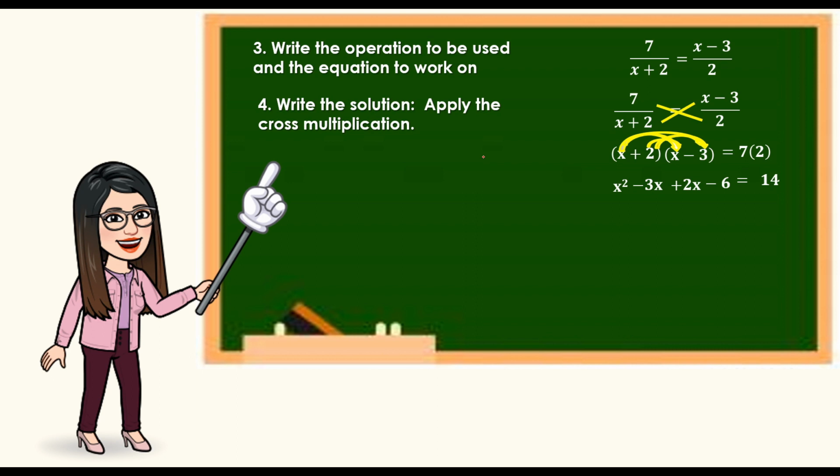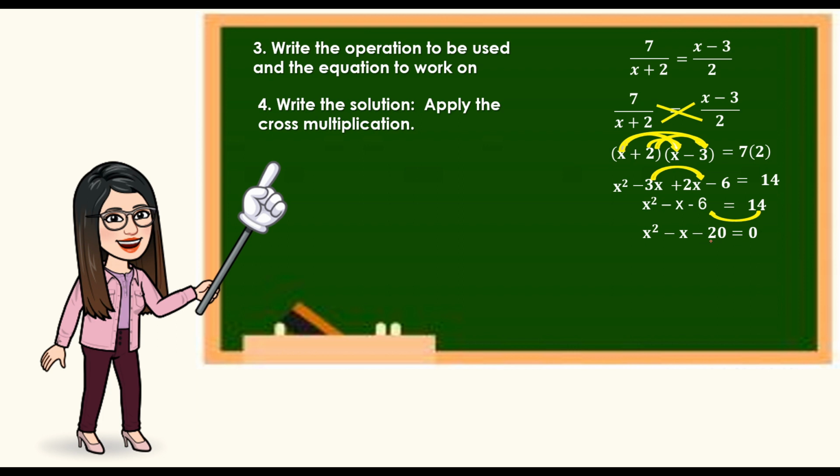Next, let us simplify by combining like terms. So how do we simplify that? Okay, so negative 3x and 2x are like terms. Therefore, we have x squared minus x minus 6 equals 14. Okay, there you go. So we have still another like terms, negative 6 and 14. So what we're going to do with 14 is we will transfer it to the other side of the expression, or we can use the subtraction property of equality. So we can have x squared minus x minus 20 is equal to 0.